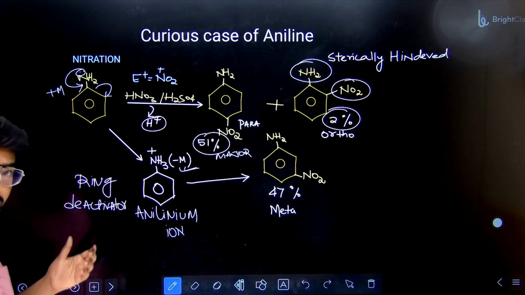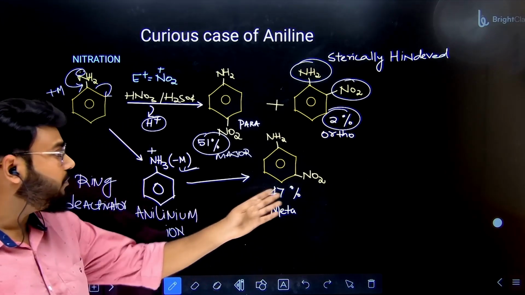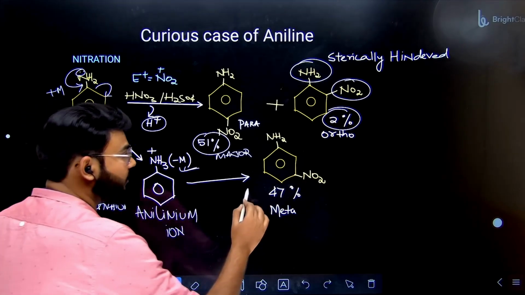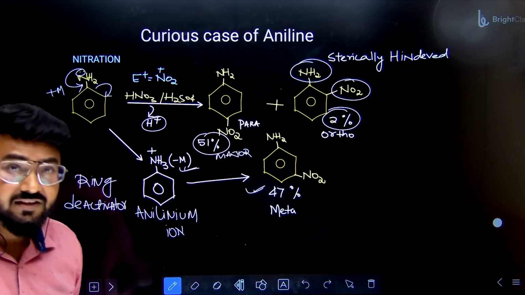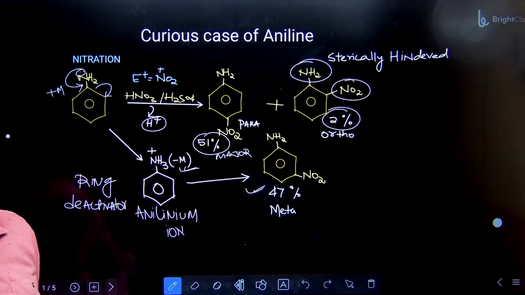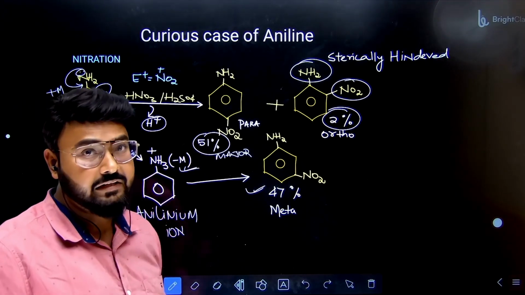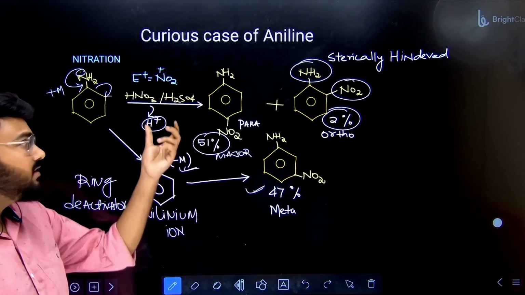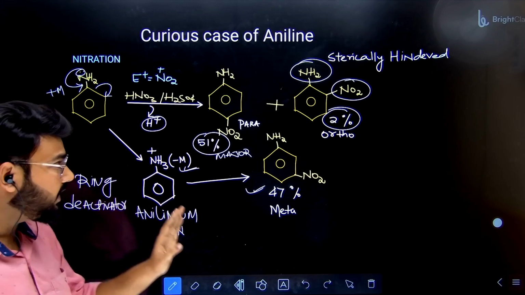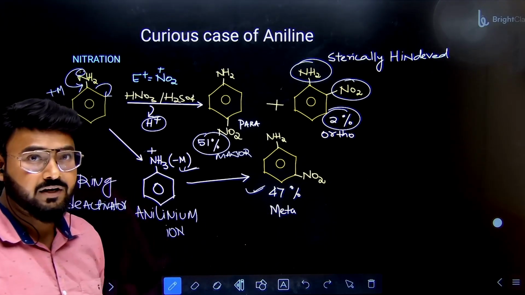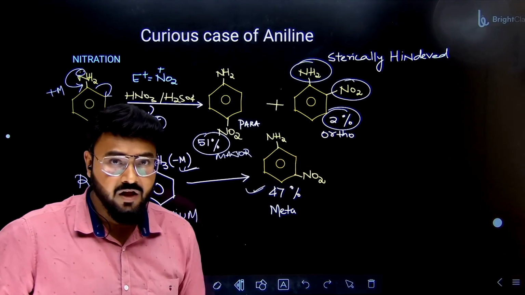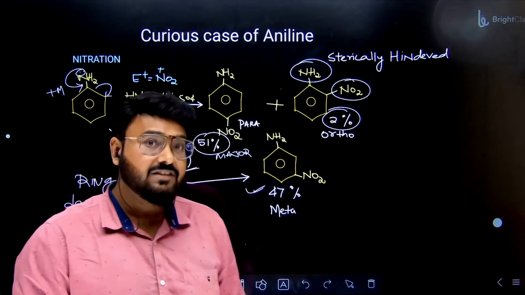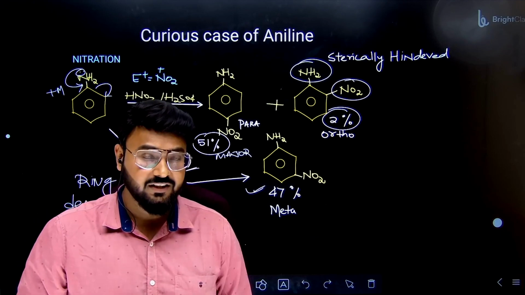Due to the ring deactivation, it will form the meta substituent, and that is why the electrophile goes at the meta position, and it forms in quite a significant amount, that is 47%. So take a note of this. Now one question comes to our mind: how can we protect the amino group? How can we not allow the formation of the meta substituent? How can we only get ortho and para, what we expected? For that, we need to learn how to protect the amino group.